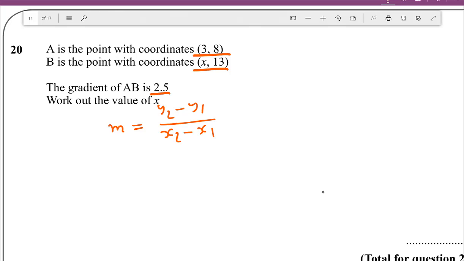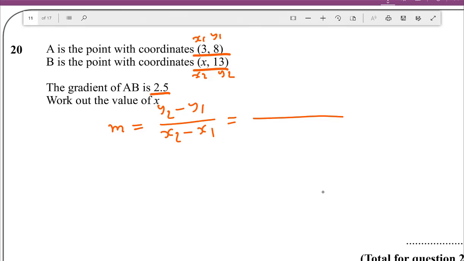So let's say this is x1 and this is y1 and this is x2 and this is y2. Now once you label it, you'll know which goes where, and it makes your life a little easier. Otherwise you get too many numbers lurking around in your question and you get mixed up.